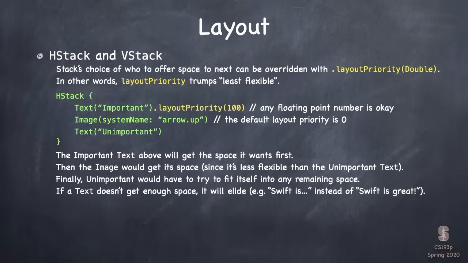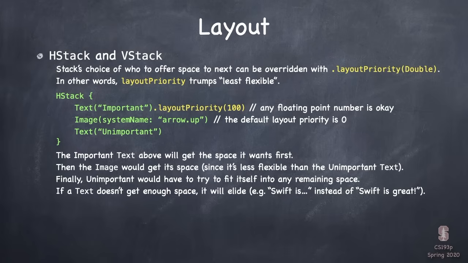So here's an example of an HStack that has a text that's really important. It's got an image, which we know is very not flexible, and so normally would get a lot of attention from the HStack. And then it has another text, which is less important. So I've added the view modifier .layoutPriority(100), which I can pick any number I want there. It really doesn't matter. It's a floating point number. And that's more than the default layout priority, which is 0.